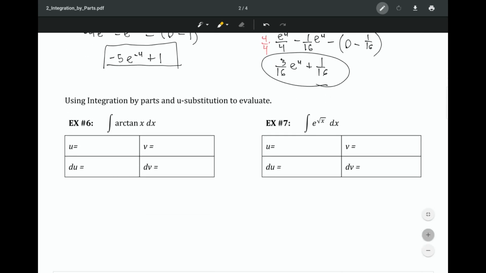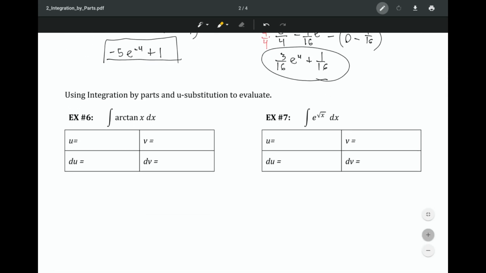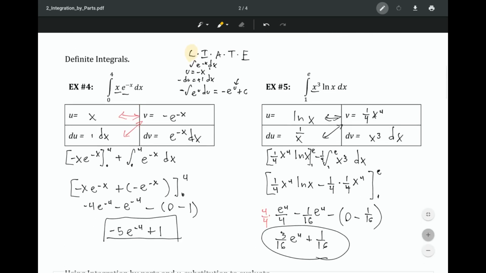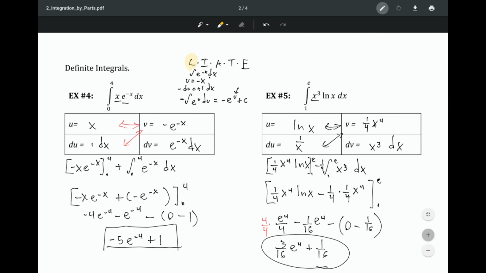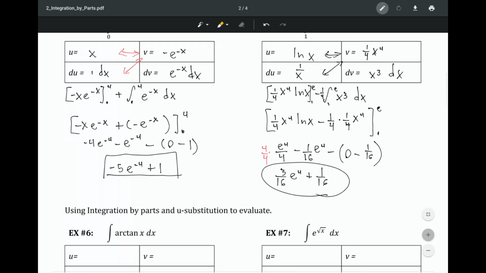So now we're going to do a couple that are a little bit weird, but we can do it. Remember on this one, same thing. Remember part of my acronym says that I can have an, what is that called? I can have an inverse trig function, which is the I. All right, so I'm going to pick that to be U.